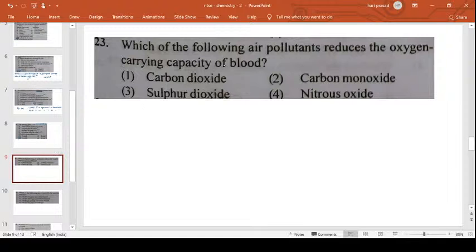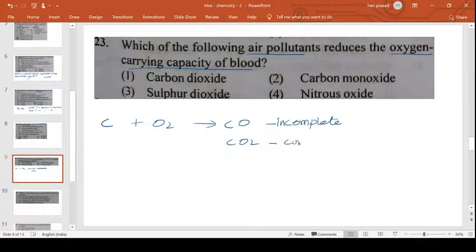Now, air pollutants reduce the oxygen carrying capacity of blood. Take carbon. It undergoes combustion with oxygen. When it undergoes combustion with oxygen, it may give carbon monoxide or carbon dioxide. Carbon monoxide is formed due to incomplete combustion. Carbon dioxide is formed due to complete combustion.